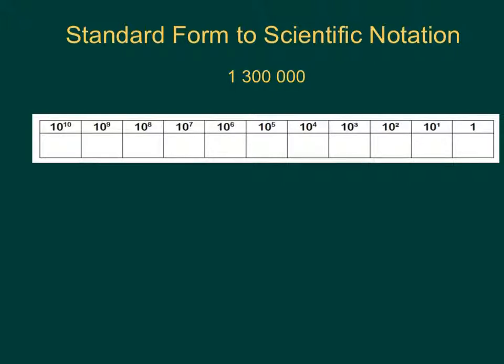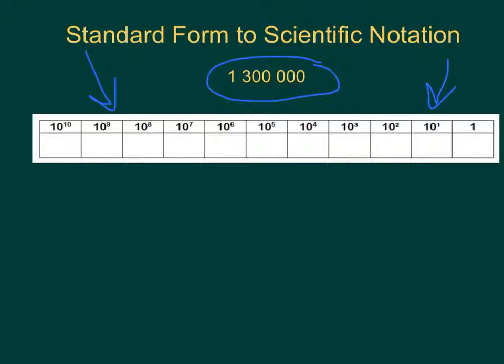First, let's look at taking a number that's already in standard form and moving it into its scientific notation. Right here I have a number in standard form, 1,300,000. It's in standard form because it's written as you would normally see that number. To move it into scientific notation, when I'm first learning, I'm going to use a table like the one you see here, and that's going to help me out, and I'll show you how.